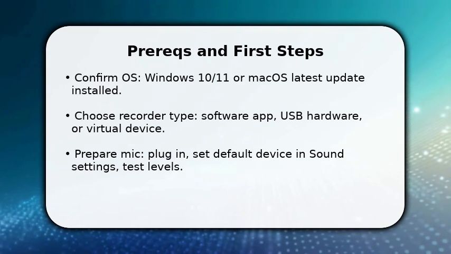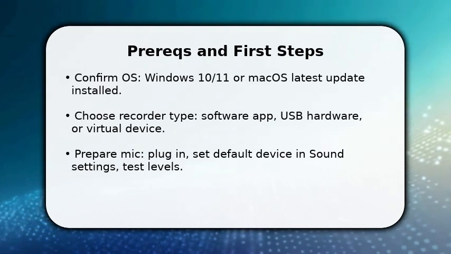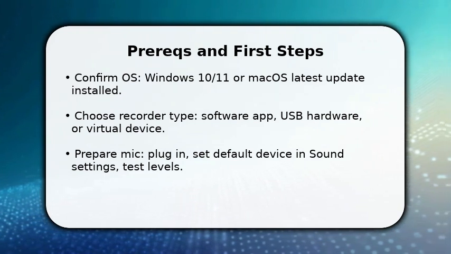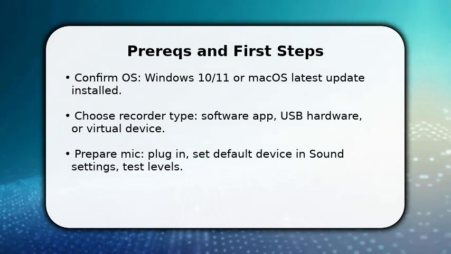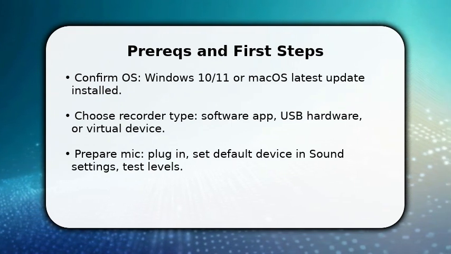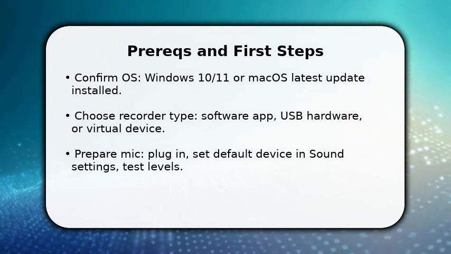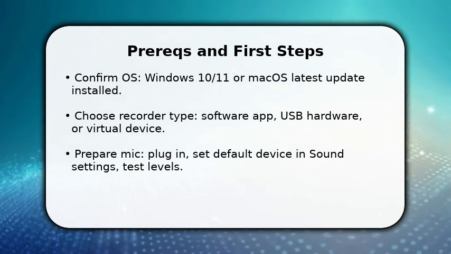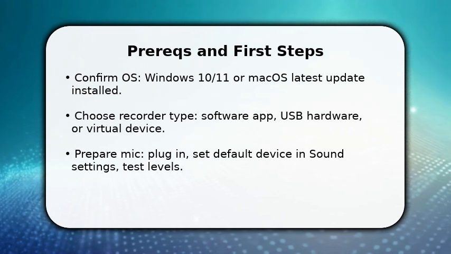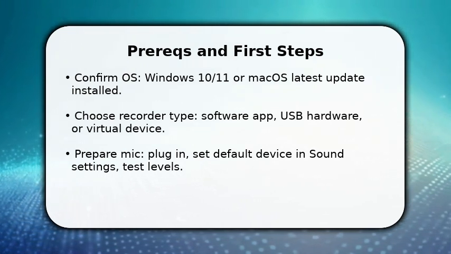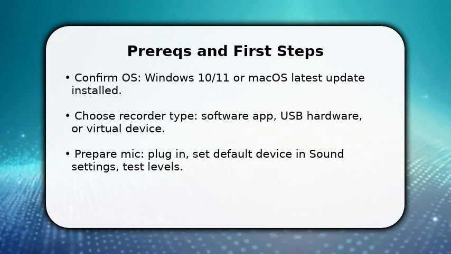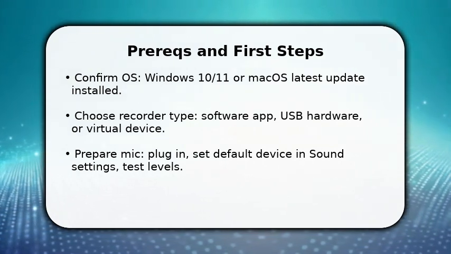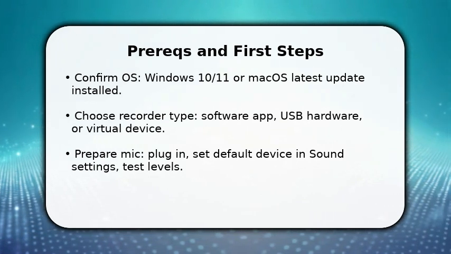You start by confirming your system meets basic requirements and choosing the recorder type. This saves time later. First, check Windows 10/11 or Mac OS and install updates so drivers behave. Next, pick whether you want software only, a USB hardware recorder, or a virtual loopback device, because that choice changes configuration steps. Finally, plug in your microphone, set it as the default input in sound settings, and run a quick level test so you avoid distorted recordings once you record.